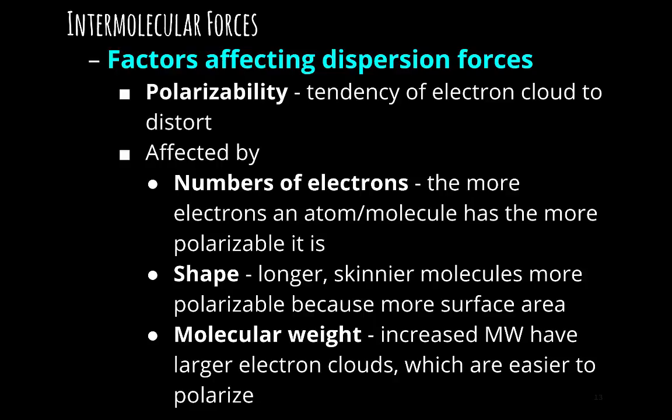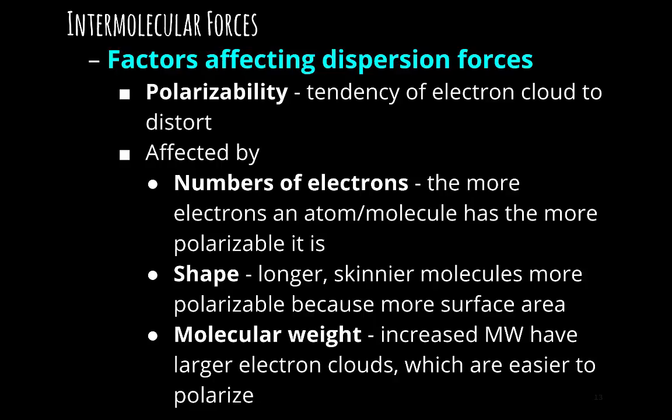Polarizability is affected by a couple things. The first thing it's affected by is the number of electrons. The more electrons something has, the more polarizable it is. The more electrons you have moving around, the more potential for those electrons to end up in a lopsided position that would create that instantaneous dipole.